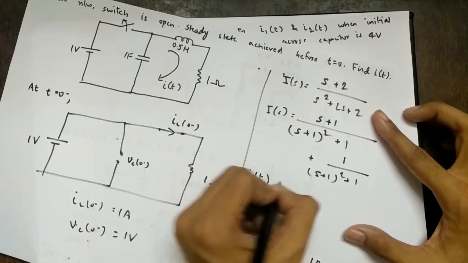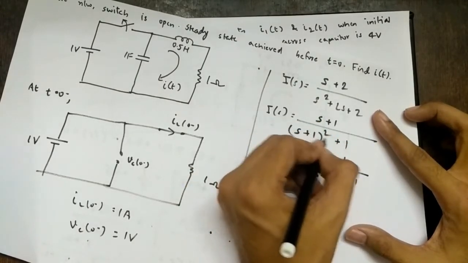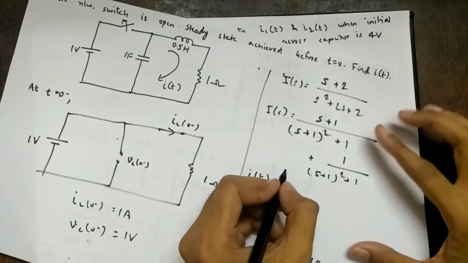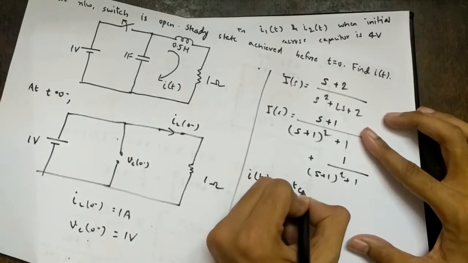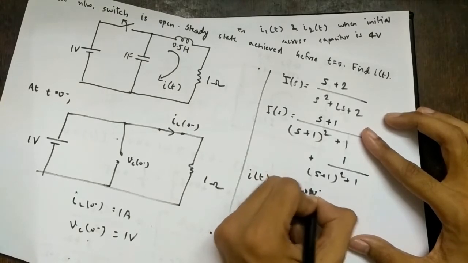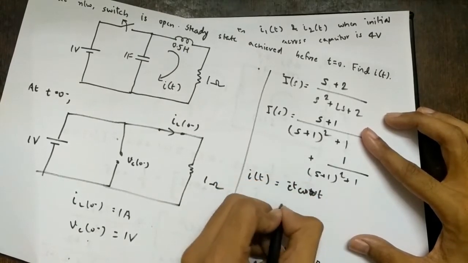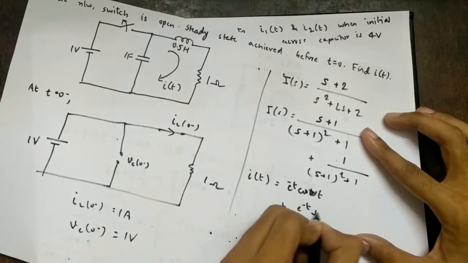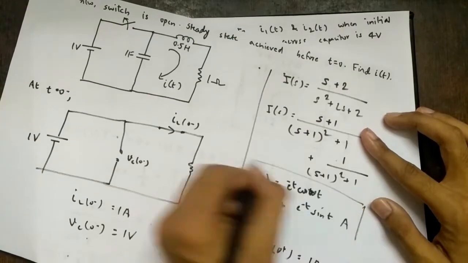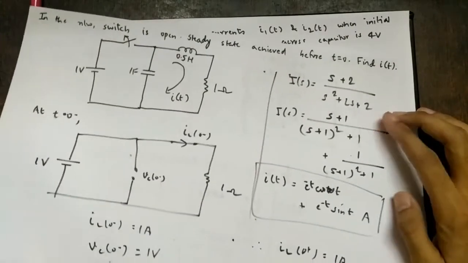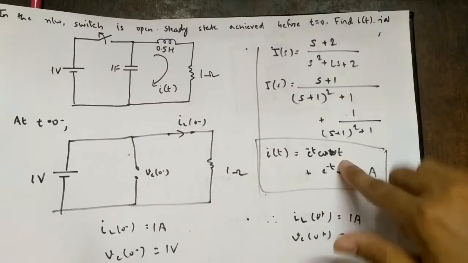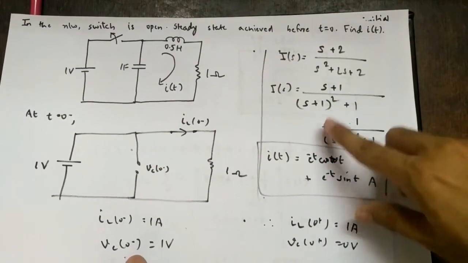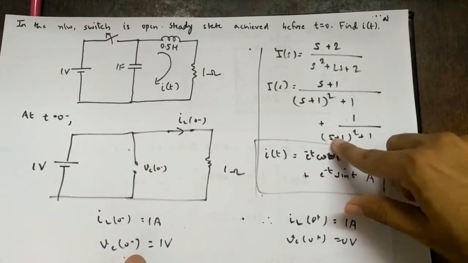So what will be I of t? This is s upon s square plus omega square, but shifted. So you multiply by e raised to minus t and cos. So e raised to minus t cos t, plus this will be, instead of s plus 1 we have only 1, so e raised to minus t sin t amperes. Right? So the first and second lectures are very important for this. If you are not understanding this, it means you have not seen the first and second lectures. So see those lectures, practice those properties, and then you will understand what I have done here.